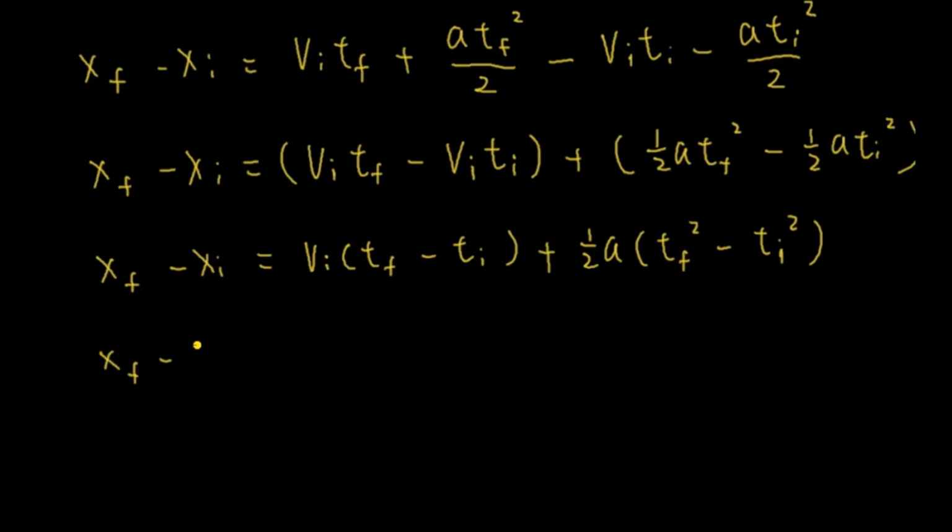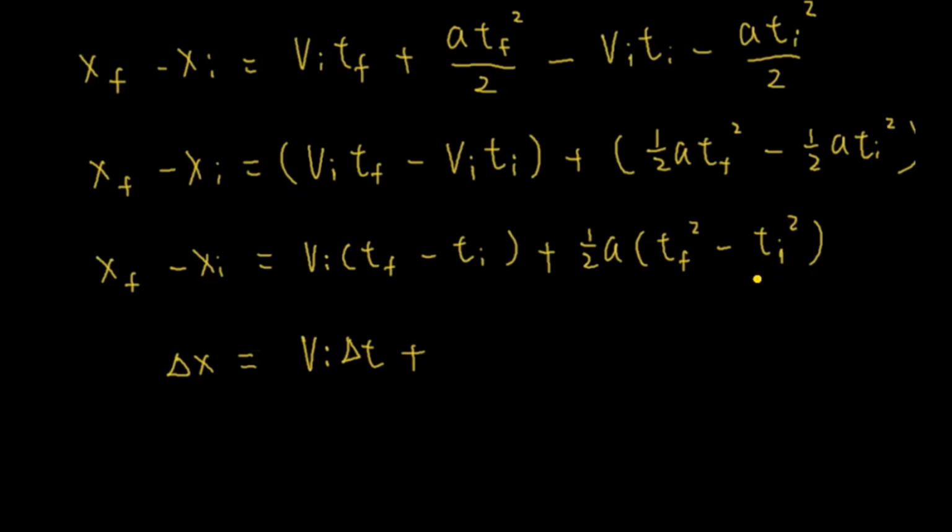We keep this side the same. Okay, how can we write this now? Final position minus initial position is change in position. Now, final time minus initial time is change in time. So I can write delta t plus, okay, this one here, t final squared minus t initial squared.